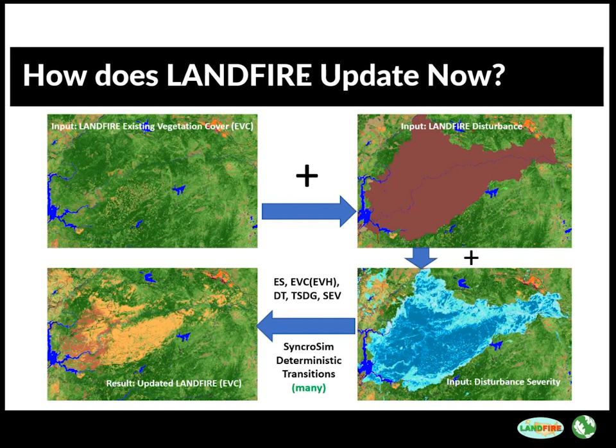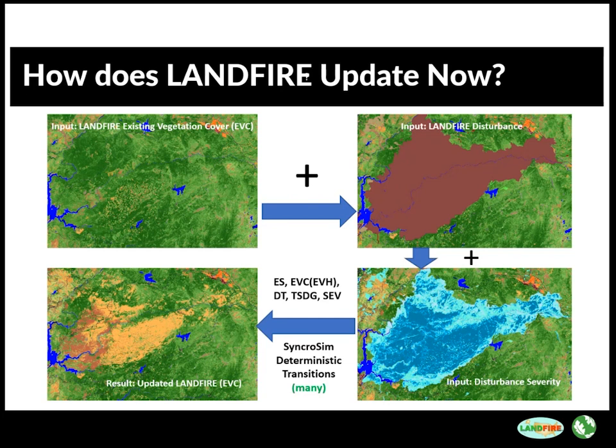And this is where SyncroSim comes in, because by treating all these things as deterministic transitions, we can update the data from the base map layer to the current using all the disturbances that have happened since the base map layer. Okay. And that's where we start with what the vegetation type was. That's ecological system, ES. The EVC in this case, right? Cover. I'm going to talk about cover. We do it for height as well. Vegetation cover. And by the way, that's not just for trees. That's for shrub and for grass as well.